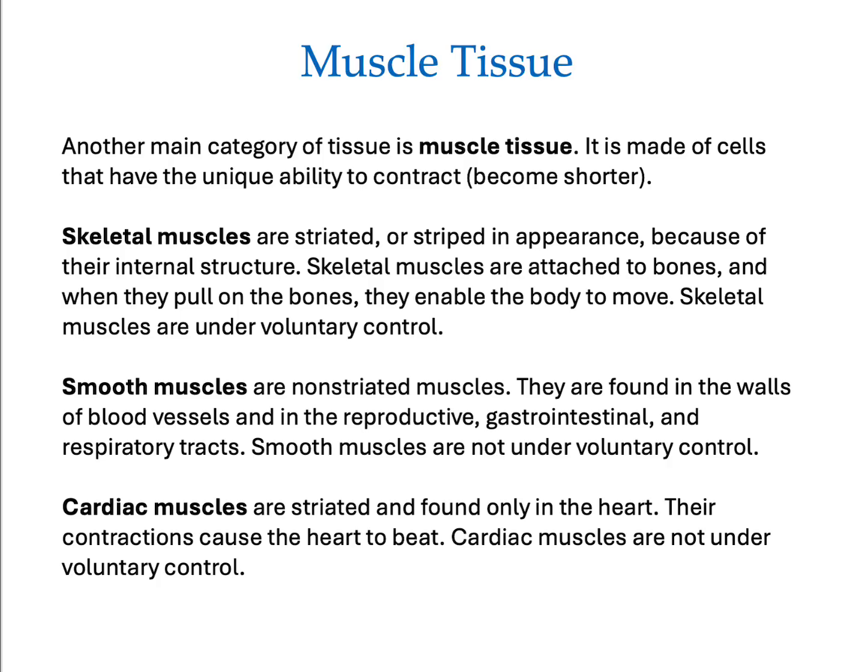Another type of muscle tissue is smooth muscle tissue. Smooth muscles are non-striated muscles. They are found in the walls of blood vessels and in the reproductive, gastrointestinal, and respiratory tracts. Smooth muscles are not under voluntary control. Cardiac muscles are a third type, which are striated and found only in the heart. Their contractions cause the heart to beat. Cardiac muscles are not under voluntary control.